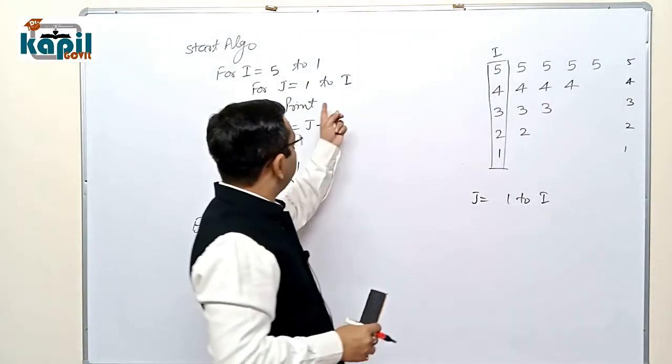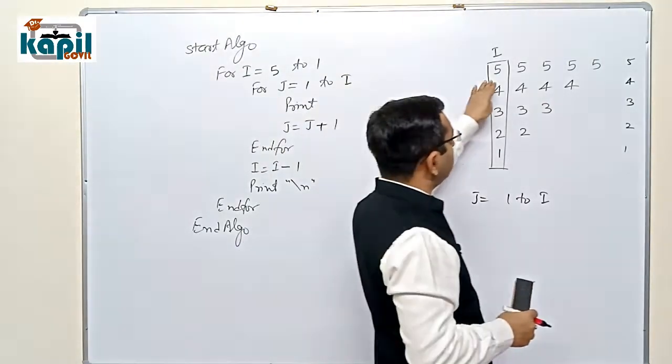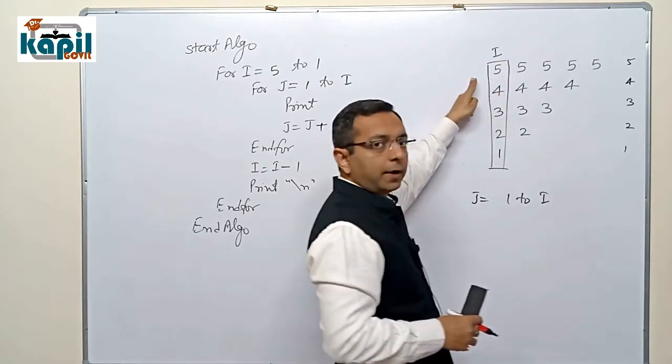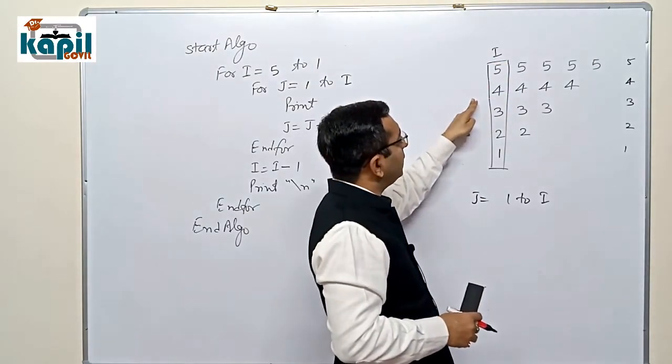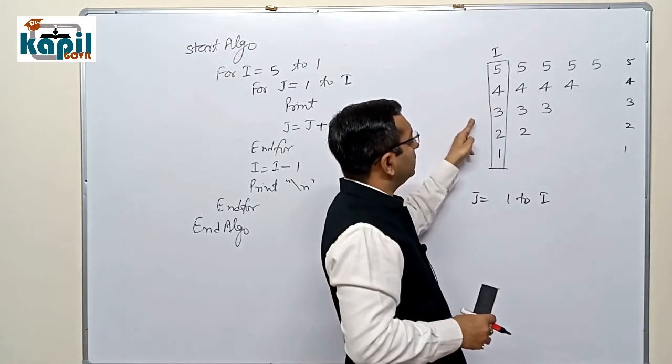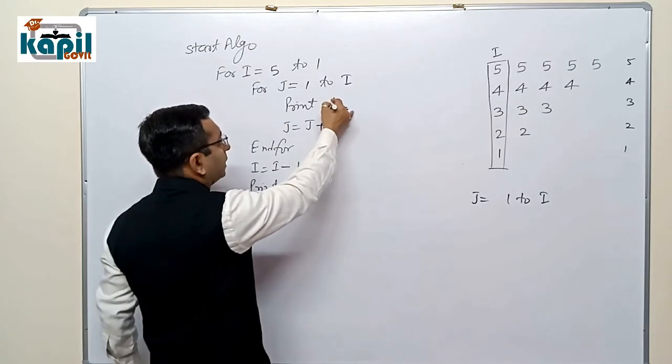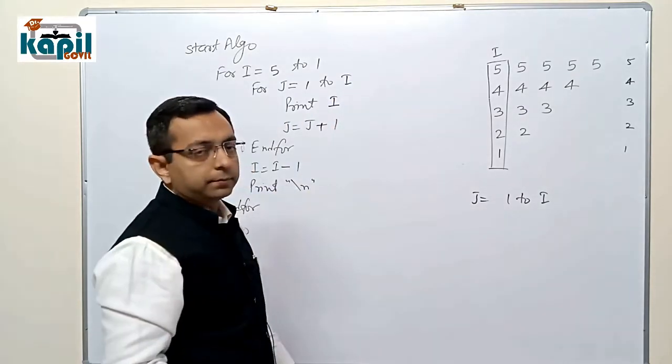Now, what do we have to print here? We have to print the value of I. What is the value of I here? That is 5. What is the value of I here? That is 4. I is 3, I is 2, I is 1. It means if we are printing I, it will print the same pattern.